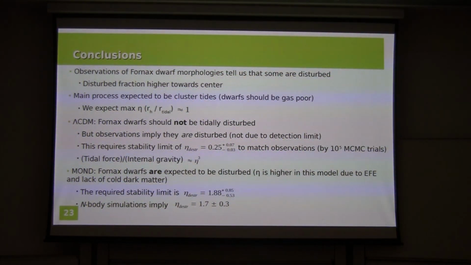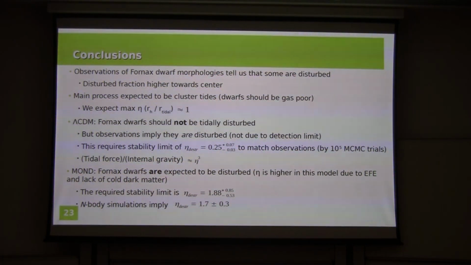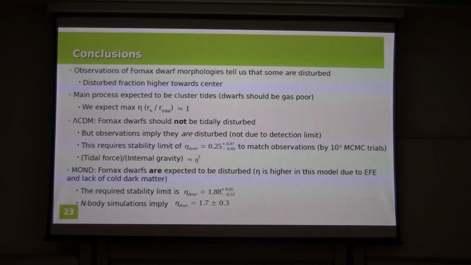And what we found in Lambda CDM is that the Fornax dwarfs should not be tidally disturbed given how small their tidal susceptibility values are. But observations say that they are disturbed. Therefore, this would imply that in order to match observations, these Lambda CDM dwarfs should be destroyed or severely disturbed when their tidal force is about 0.02 times its internal gravity, like ridiculously low.